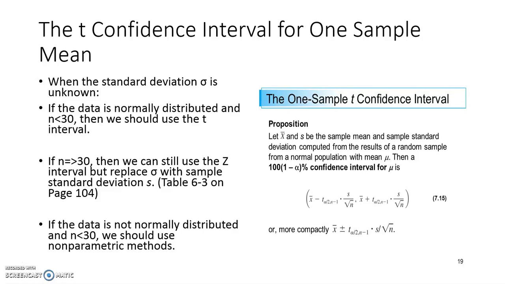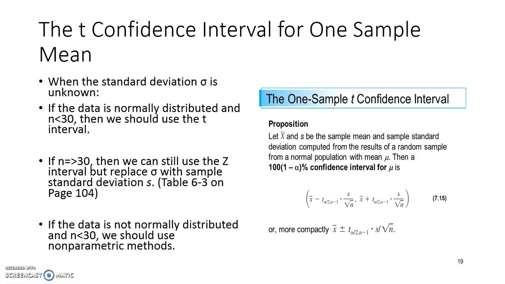But when can we use that? If the data is normally distributed and the sample size is less than 30, then we should use the t interval. And if n is greater than 30, then we can still use the z interval, but replace sigma with the sample standard deviation s. Table 6.3 on page 104 presents the formula for that confidence interval. If the data is not normally distributed and n is less than 30, then we should use non-parametric methods. So this outlines when you can use the one sample t interval.